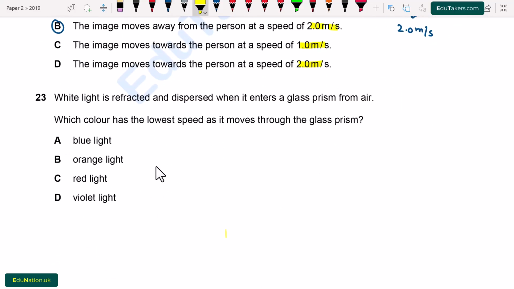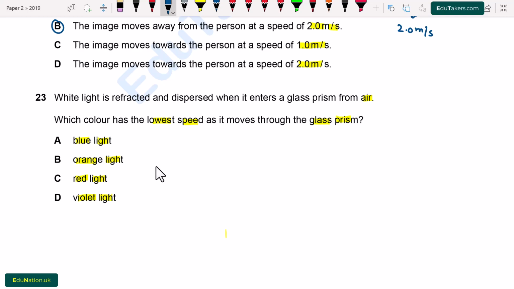Question number 23. White light is refracted and dispersed when it enters a glass prism from the air. Which color has the lowest speed as it moves through the glass prism? So which one of the following has the lowest speed? Option A, blue light. B, orange light. C, red light. D, violet light.